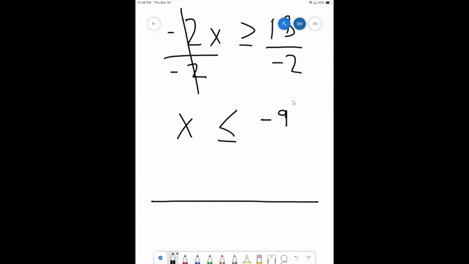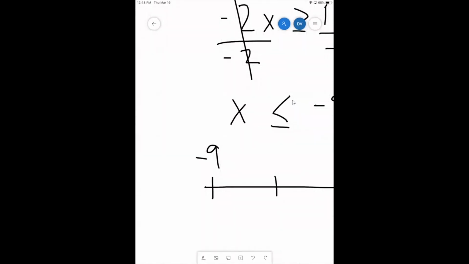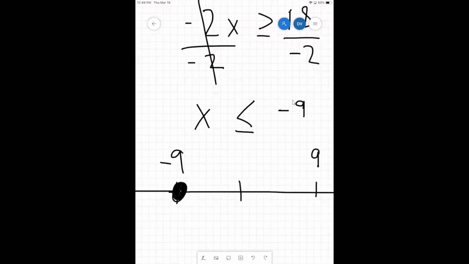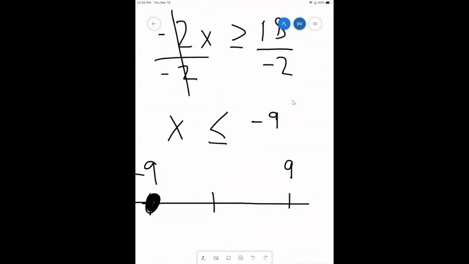But we'll graph the same way. Negative 9, 9. So x is less than or equal to negative 9. But we're going to include it, right? Because it's equal to as well. So we're going to include it. And all numbers less than negative 9 are included. And that's how you would do that with a negative number. And that's how you solve one-step linear inequalities.